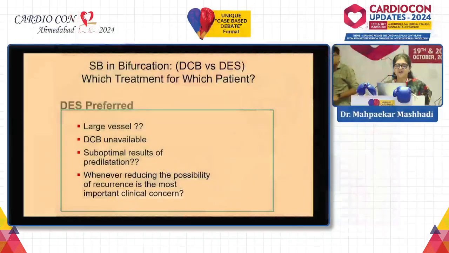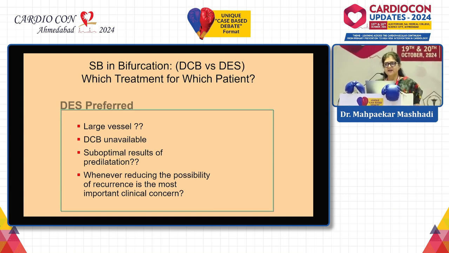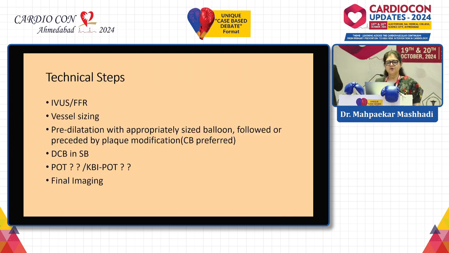Again, in this particular patient, the vessel is large, a DCB is definitely available, and we have to see whether there are suboptimal results during predilation, and there is a possibility of recurrence, which is definitely there in this particular patient. So again, a DCB would be a preferred therapy. I've said this earlier, so I'm not going to repeat it.